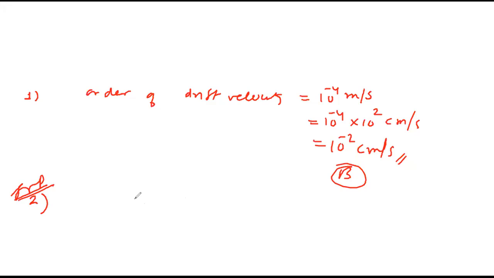Next, the specific resistance of a wire: does it vary with length, vary with cross section, vary with mass, or is it independent of length and cross section?